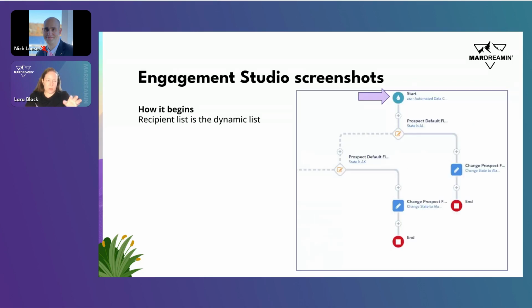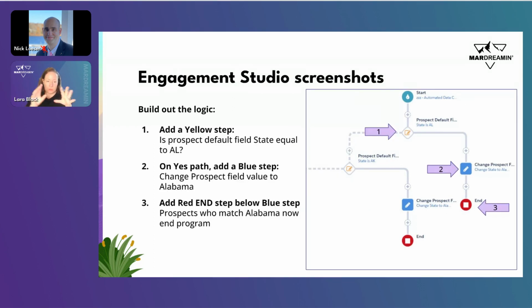So here's the zoomed in view. We start with the recipient who meets the dynamic list. Their state value is equal to AL. So this is the 2-letter Alabama, right? So we know that we want to correct it on the yellow. The yellow makes a branch, yes or no. And on the yes, the state value is exactly AL.